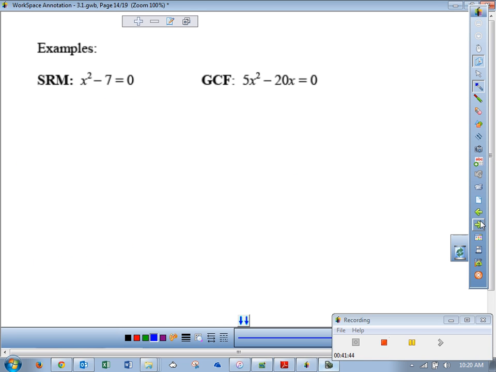Boom! Let's go through it. Here are examples of each kind. Square root method. How do I know I can use the square root method? There are no x to the firsts. Would you agree? In this problem, there are no x to the firsts.